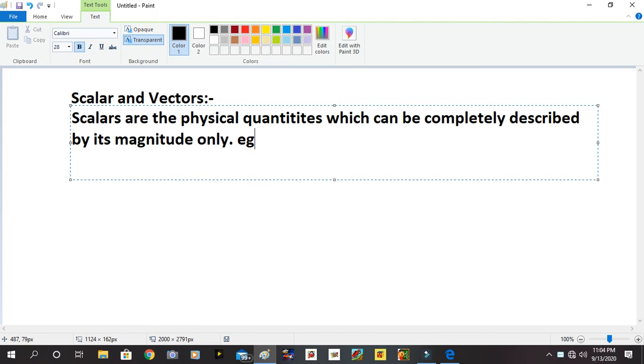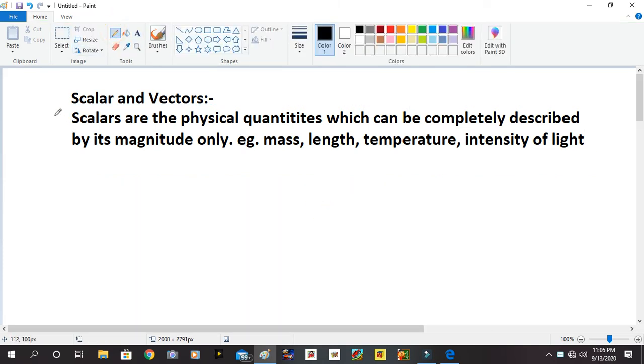For example, mass of object, length of the object, temperature, intensity of light. Such quantities do not depend upon direction. Then the quantities are called as what? Scalars. Then there are some quantities which, without a direction, it is difficult to describe.